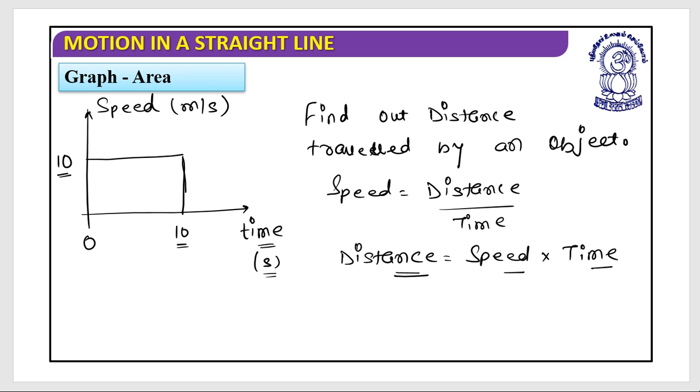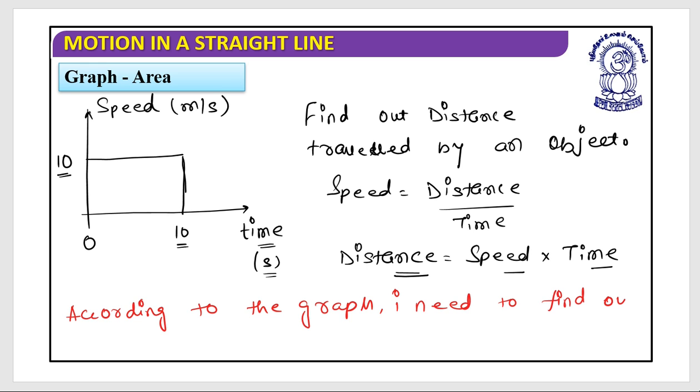And if I need to multiply this, according to the graph, I need to find out the area of it. So if I need to find out the area of it, what would it be? Tell me. So distance should be equal to the area of this.